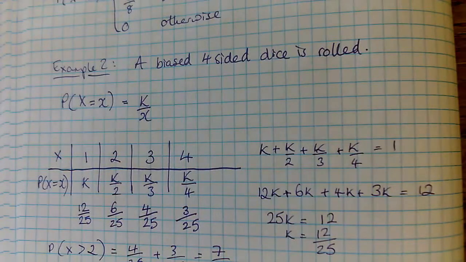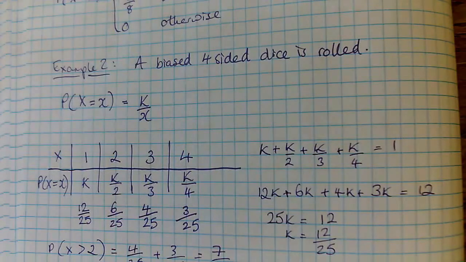Now, having worked that out underneath my table, as you can see, I've substituted that value for k, 12 over 25, into k over 2, k over 3, and k over 4 to write down my fractions. You might be asked to do that separately in a question, to actually go through and write down the probability distribution properly with the precise values you've worked out. I've just added it in underneath my table there to save myself some space.